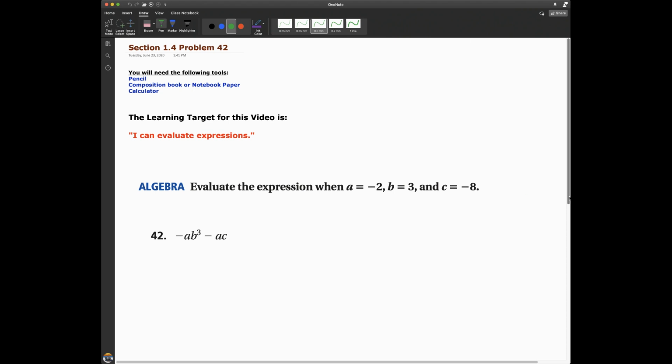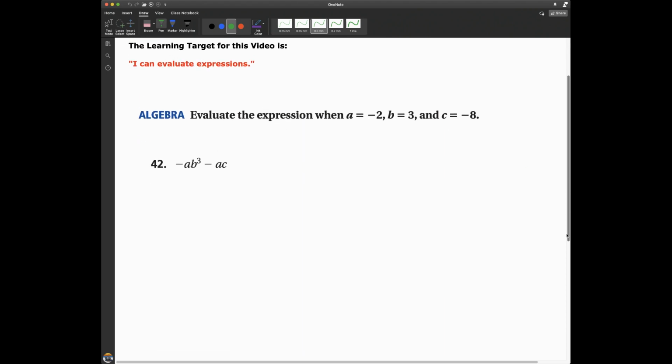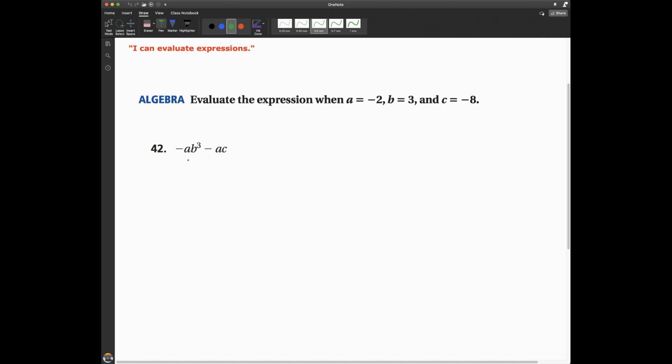So I have an expression here, and how do I say this? This is negative a times b to the third power, or you can say negative AB to the third power minus AC. That's the same thing as saying negative A times B to the third power minus A times C. Okay? So here are my values for A, B, and C. A is negative 2, B is 3, and C is negative 8.